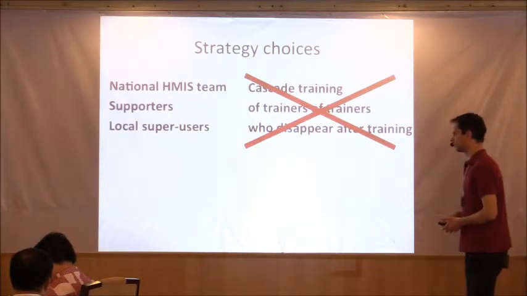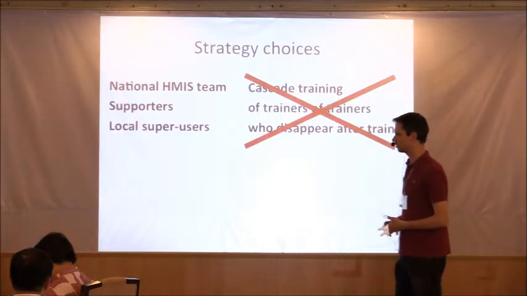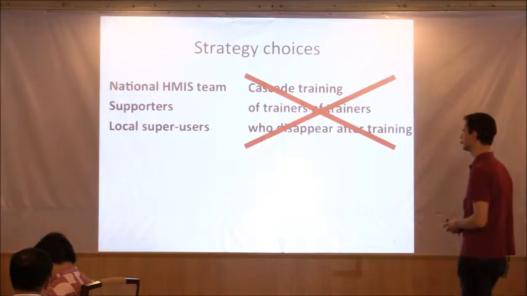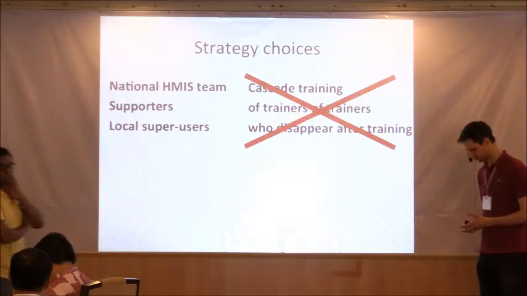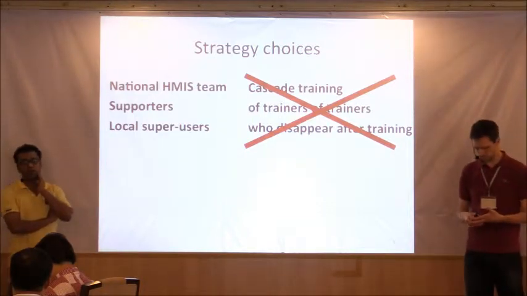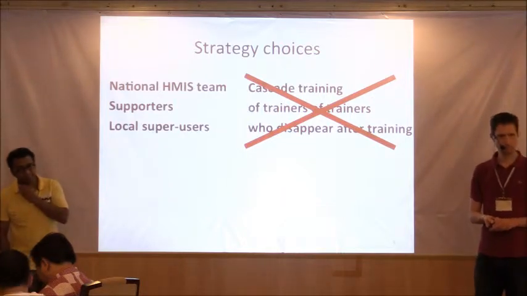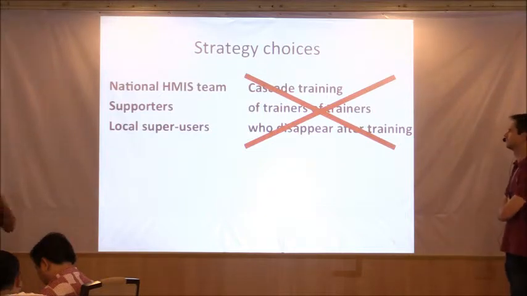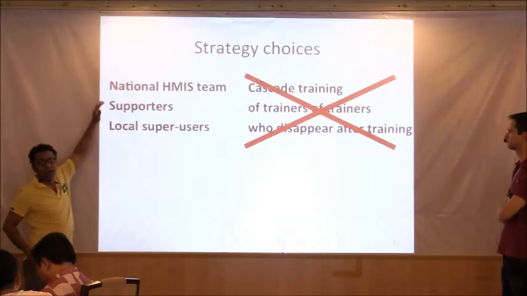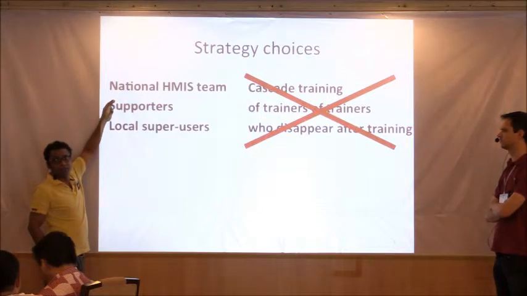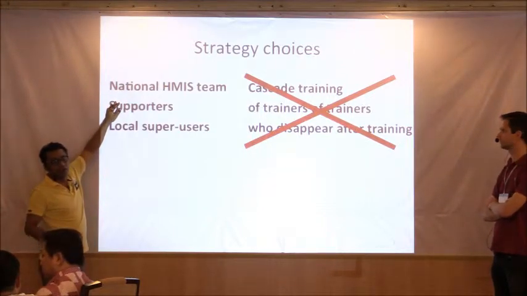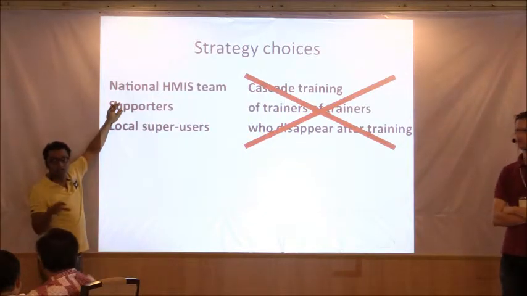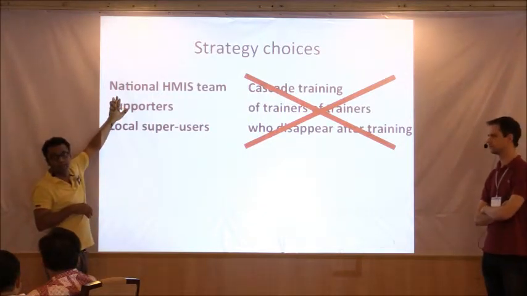The strategy choice, I think that John can definitely talk about that one. The first strategy is about the national HMIS team. It's very, very important to organize this national HMIS team. And this HMIS team should be accountable for running DHIS. If the server goes down, the whole team should be in place.